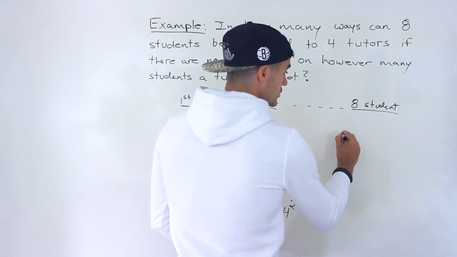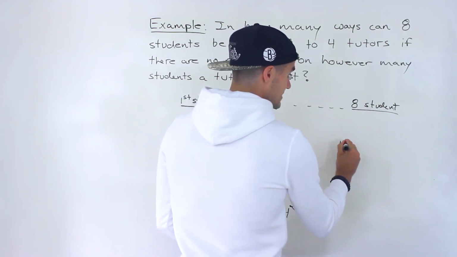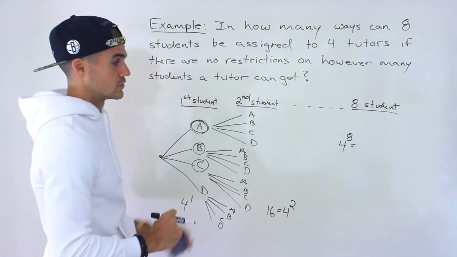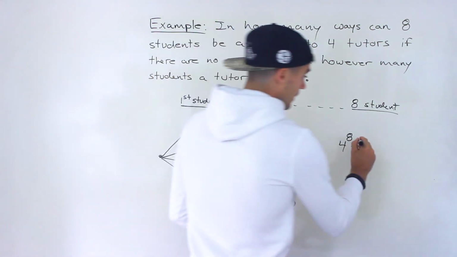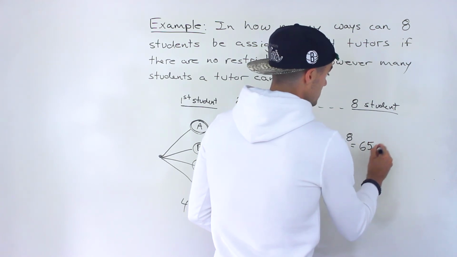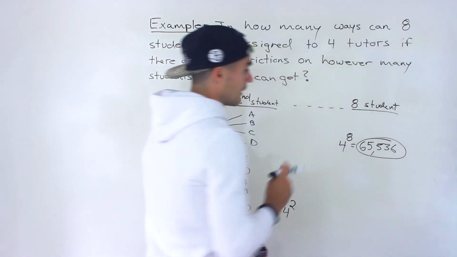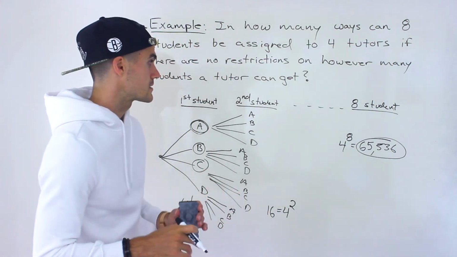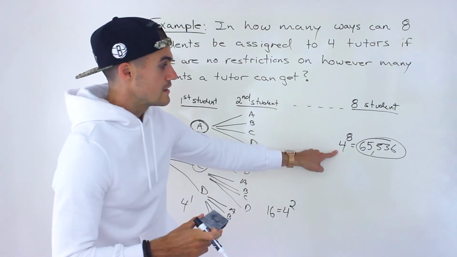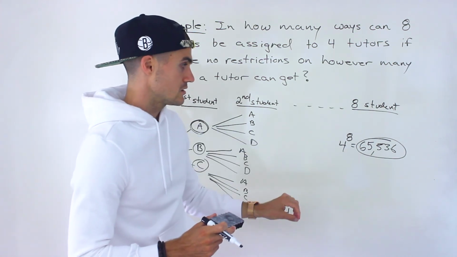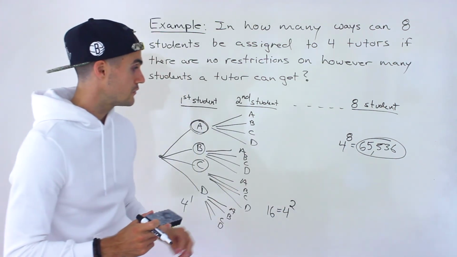So the number of branches, once we add the 8th student, would be 4 to the power of 8 for the whole tree. And then 4 to the power of 8 would be 65,536. And so that there is the final answer. So a question like this, you may just see this 4 to the power of 8 be the answer. That's the solution that may be given.